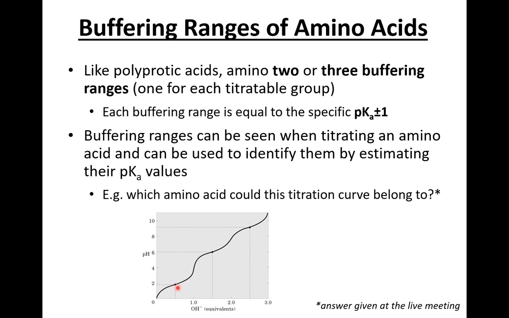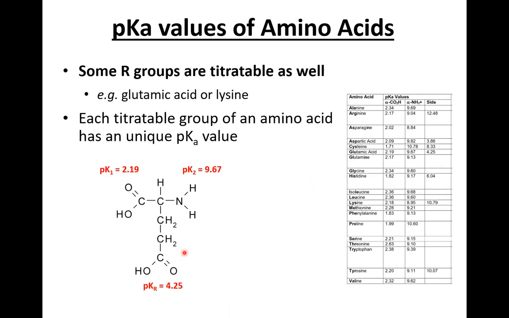You can allow it to identify it in different ways. One of them is by analyzing where the buffering ranges and the pKa values are. By definition, a buffering range is 2 pH units, which goes between pKa plus 1 and pKa minus 1. So for each group, for example, if you're talking about alanine, you would expect to have a buffering range between 1.34 to 3.34 and another one between 8.69 to 10.69.